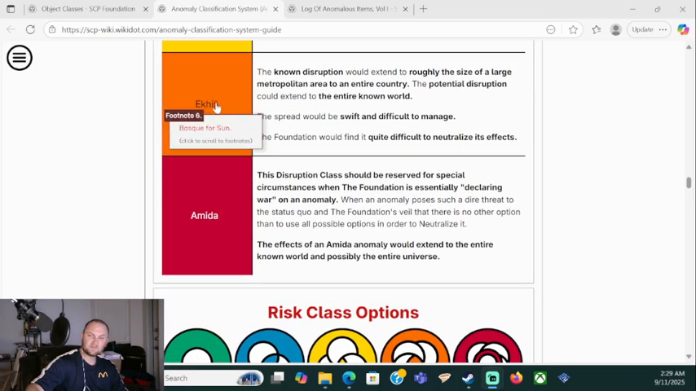Ekhi, Basque for sun. The known disruption would extend from roughly the size of a large metropolitan area to the size of an entire country. Oh my gosh, this sentence is terrible. So between those two, potential disruption could extend to the entire known world. Spread would be swift and difficult to manage. Foundation would find it quite difficult to neutralize its effects.